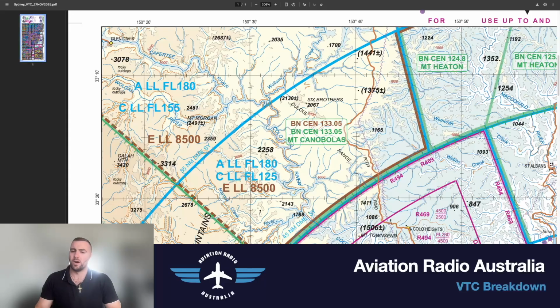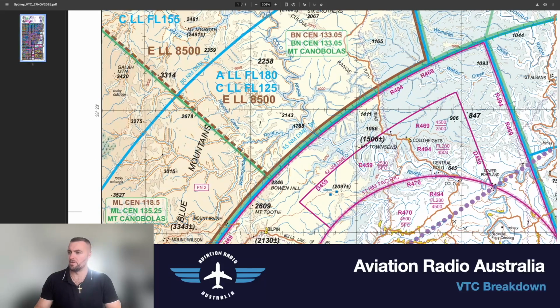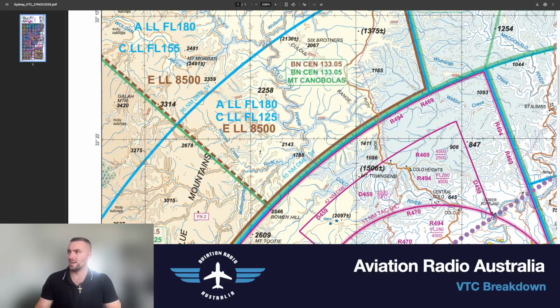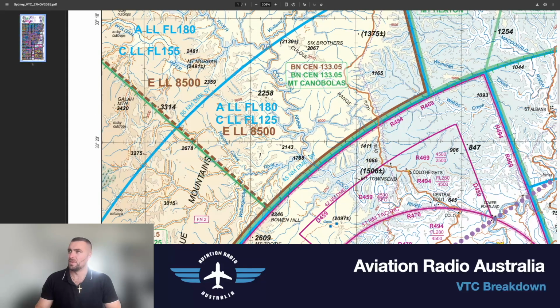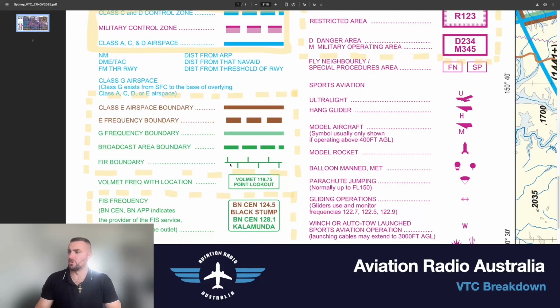Now let's look at one more of those green markings. You may have noticed that we've gone from Melbourne Centre here to Brisbane Centre here. And that is indicated by this green line here, FIR boundary, with these little rungs coming off it. Okay, FIR boundary means Flight Information Region Boundary. So we're going from one radar zone of Melbourne to the next radar zone, which is Brisbane.